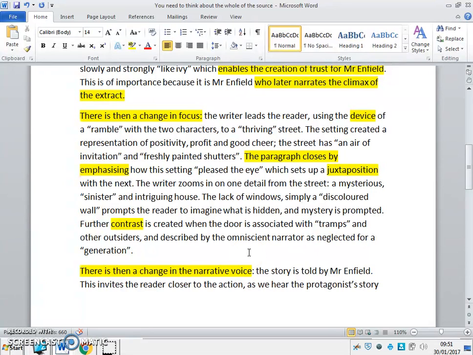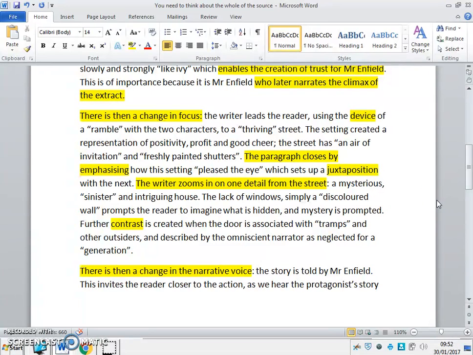The writer zooms in on one detail from the street. So here's where we get the contrast. They're zooming in, they're focusing in on one detail. A mysterious, sinister and intriguing house. Look, I've made sure I've used the word intriguing in every paragraph, or another word that means the same. The lack of windows, simply a discoloured wall, prompts the reader to imagine what is hidden, and mystery is prompted.